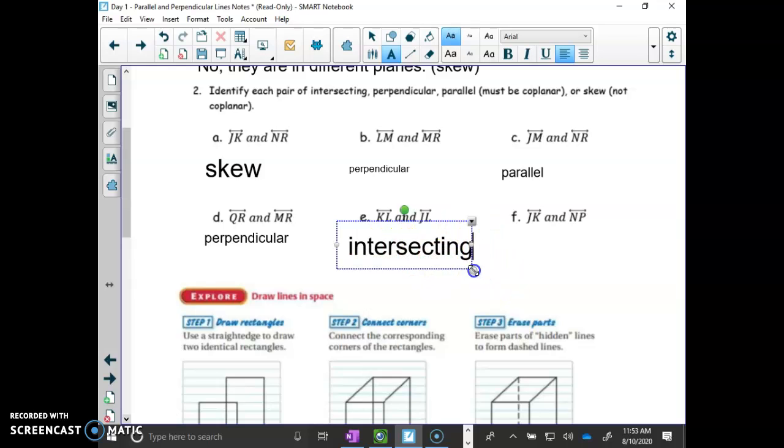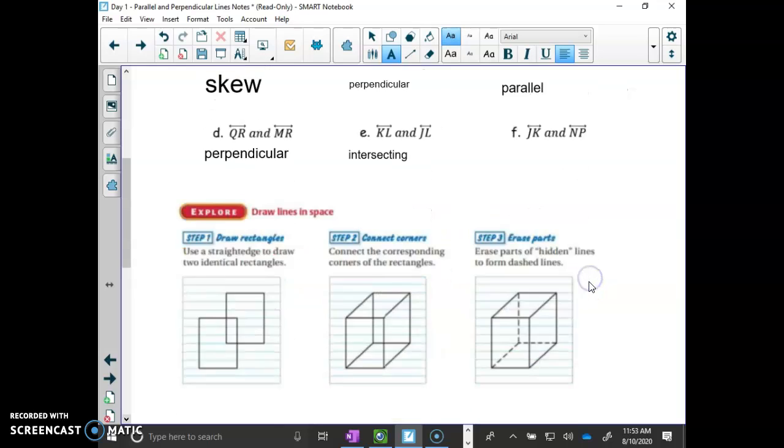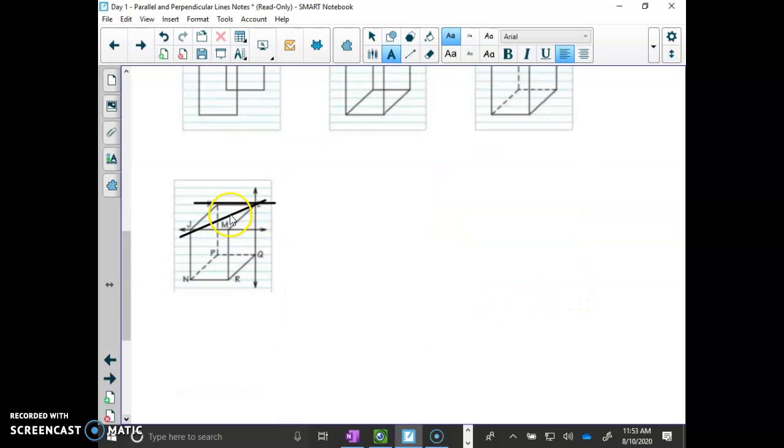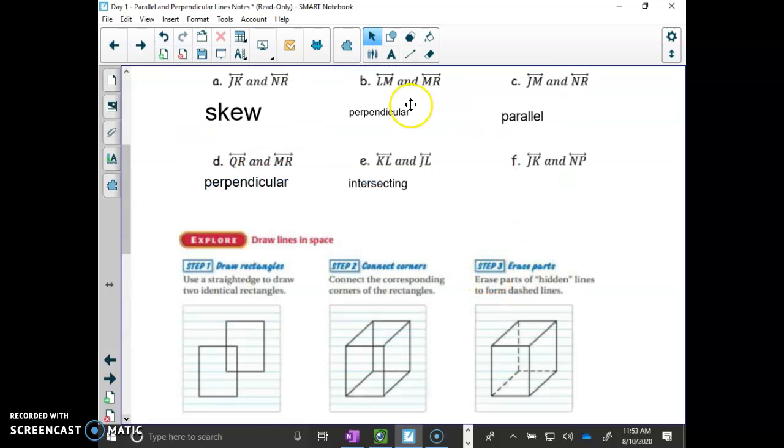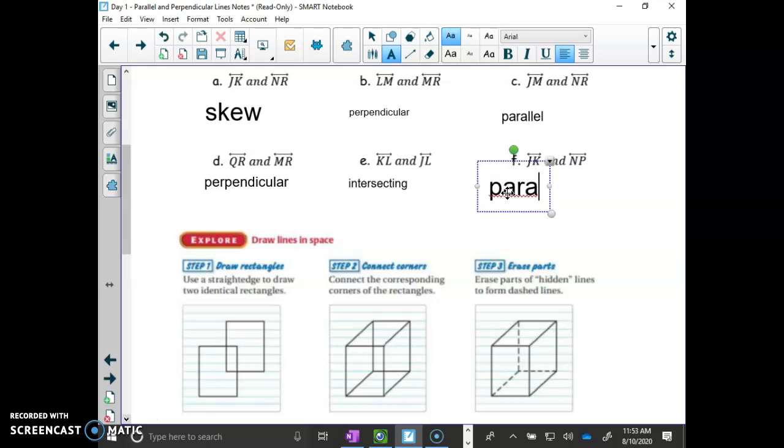And then finally, JK with NP. JK with NP. Yeah, those appear to be parallel. All right.